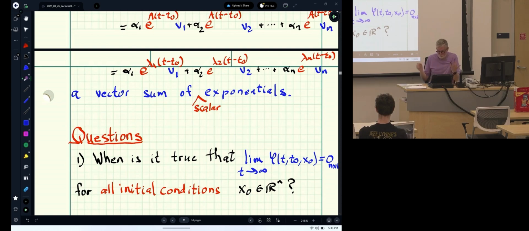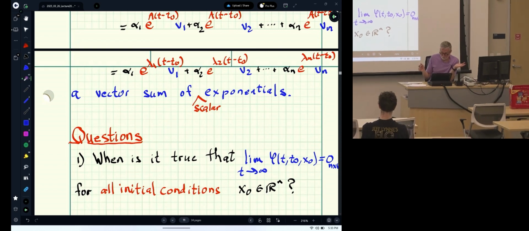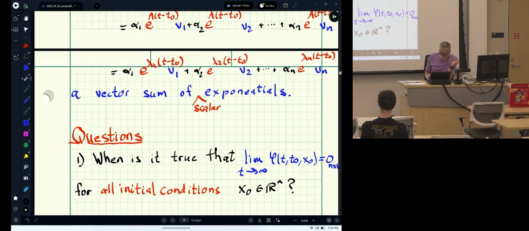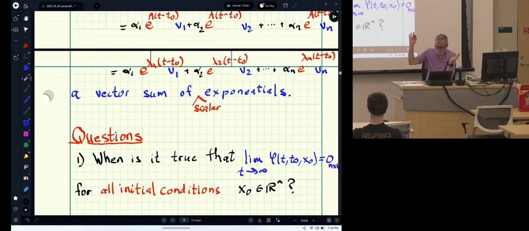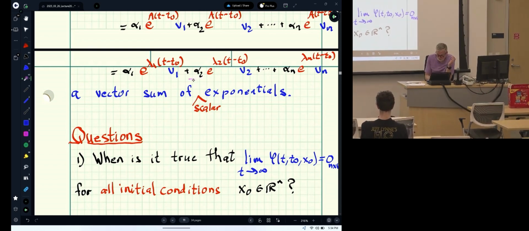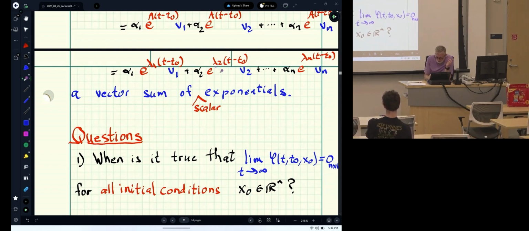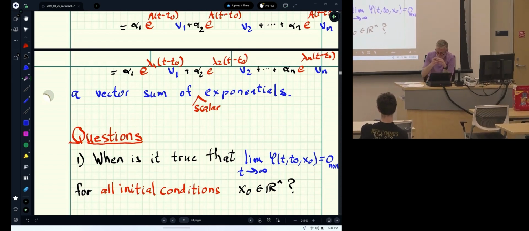The answer is, well, if x is arbitrary, then these coefficients are arbitrary. If lambdas are all negative, then we don't care what the coefficients are. Everything is going to zero. But if one of the lambdas is positive, it'll blow up, and so all I need is to take an initial condition that has this coefficient non-zero and it blows up. But even if lambda is zero, this is a constant. If this is not zero, the solution is not decaying to the origin.